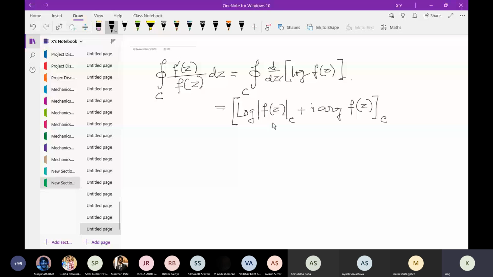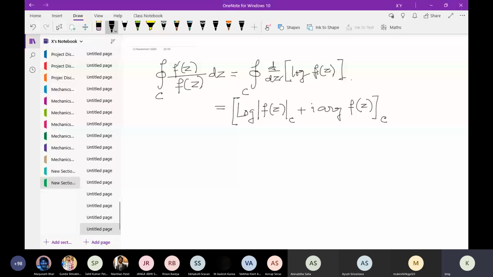This part, because you are moving over a closed domain. If you are a little bit confused about this, think of it this way: a complex number can be expressed in the form r e to the power I theta, and a complex function can also have a polar form, magnitude into e to the power argument, where the magnitude is a function and the argument is also a function of z.